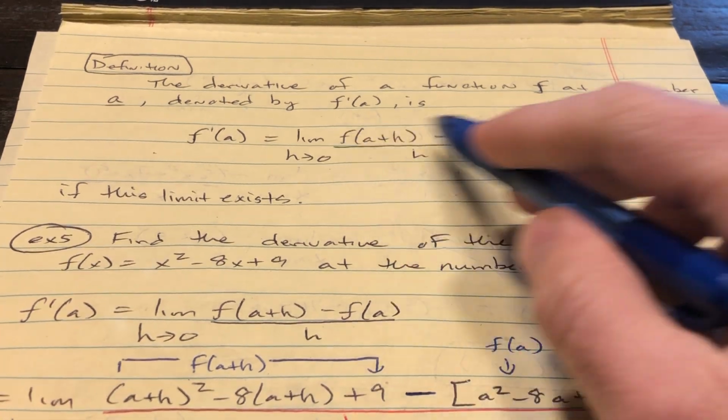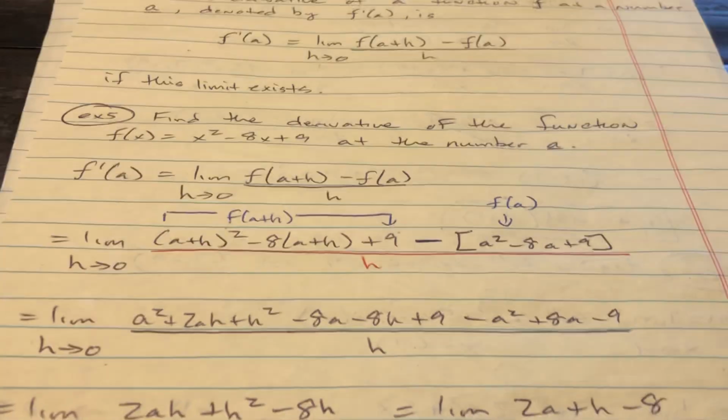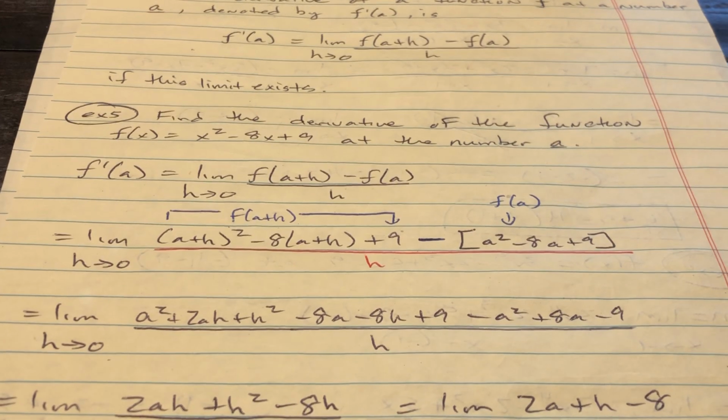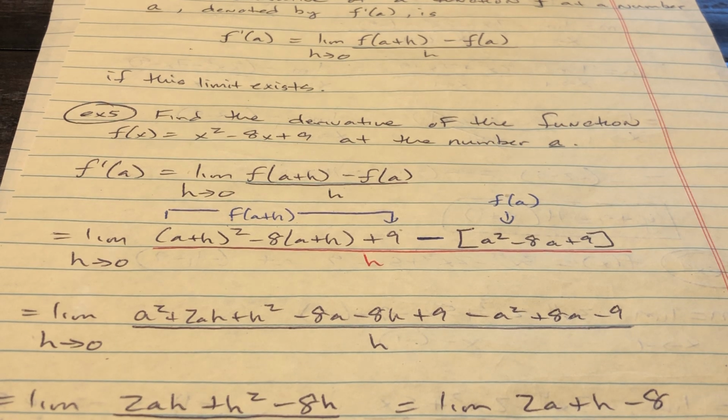So instead of having x, we have a, and now we have the limit as h approaches 0, if this limit exists. So find the derivative of the function f of x is equal to x squared minus 8x plus 9 at a number a. This could be at any number, because what we were doing before was great, but we were only looking at one specific point. I want to know the general derivative. I want to know the general rate of change of a curve over its entire path. That seems like it'd be really important for engineering, things in space, where we want to know where something's going to be at all times. We can figure that out.